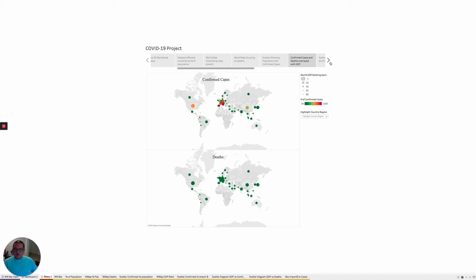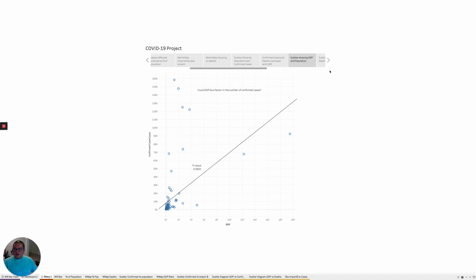Looking at that, it made me wonder a little bit more how much the economy became a factor. So the next thing I did was plot GDP versus the number of confirmed cases. What I found is a p-value that's a little bit more significant, 0.0001. Now, all of this could be just happenstance that the p-value is significant, but it does make you wonder if the number of confirmed cases could be affected by how much GDP the country has.